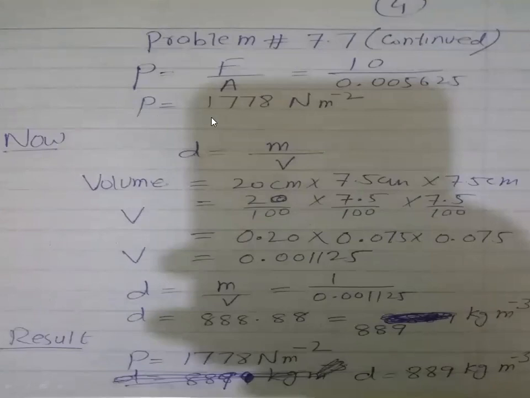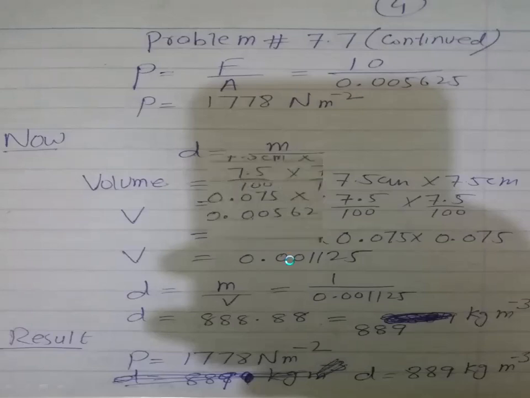The unit of pressure is Newton per meter squared. The unit of force is Newton and the unit of area is meter squared. If meter squared goes on the top, it will be m to the power minus 2. So the pressure unit is Newton per meter squared. Now I want to find out the density.